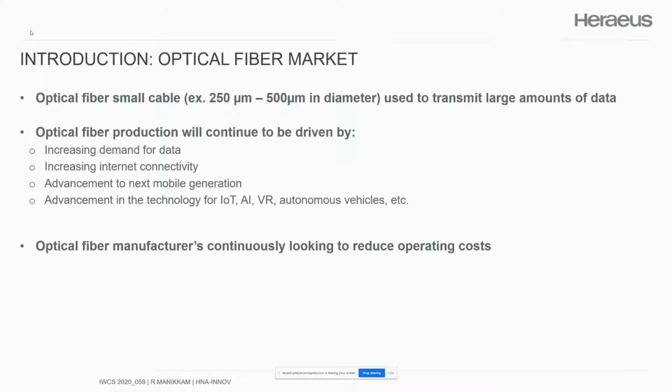Specifically, the demand for optical fiber is going to continue to be driven by our increasing needs for more data, internet connectivity, advancements to the next mobile generation, such as 5G, and advancements in next generation technology, such as AI or VR or autonomous vehicles. So in general, optical fiber is going to continue to be a viable technology, and therefore the demand will continue to exist. And while that demand exists, optical fiber manufacturers are continuously looking to reduce their operating costs.